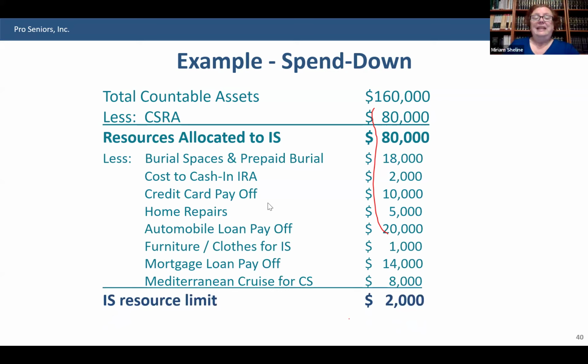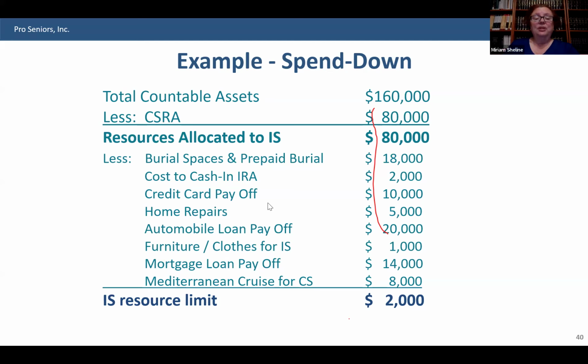So it's pretty easy, as you can see, just some basic expenditures, making them debt-free, and essentially getting the house in the proper condition for her, so that we can get spent from $160,000 to $2,000 to make the institutionalized spouse eligible.